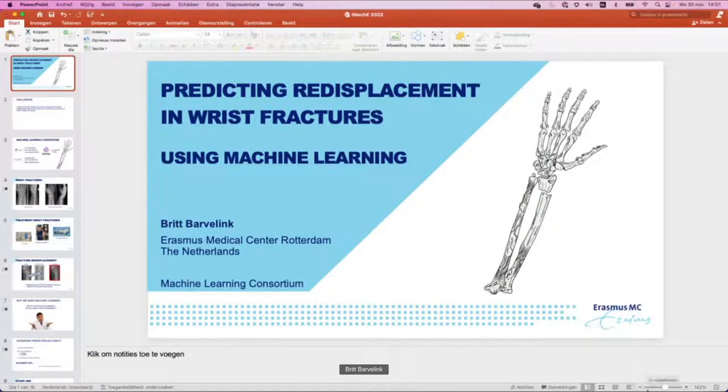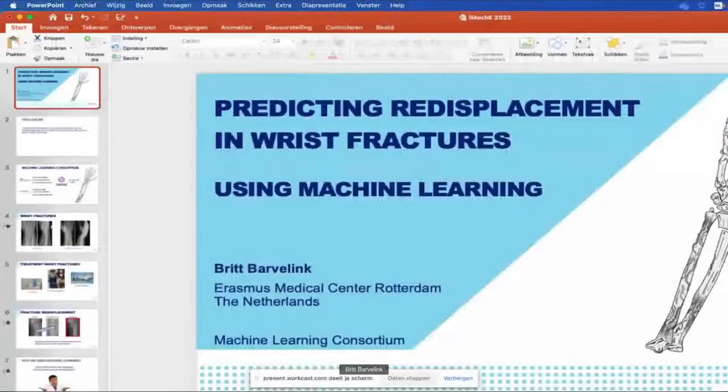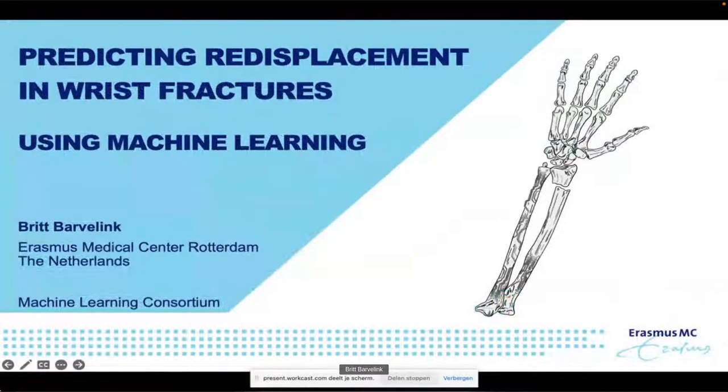I'm going to tell you something today about predicting redisplacement in distal radius fractures. As said, my name is Britt Barvelink and I'm a clinical PhD candidate at the Erasmus Medical Center in Rotterdam, located in the Netherlands. And I will present this work on behalf of the Machine Learning Consortium, since I don't do this on my own.